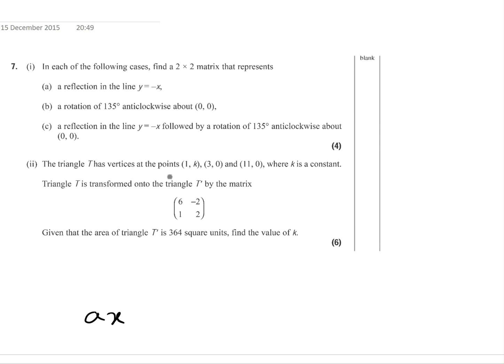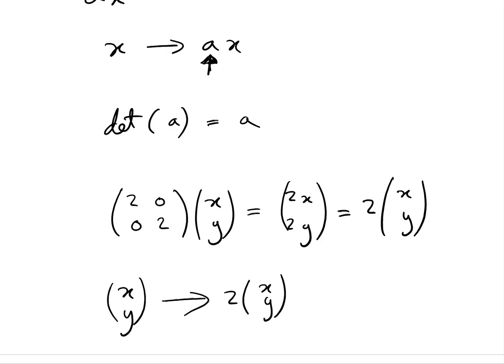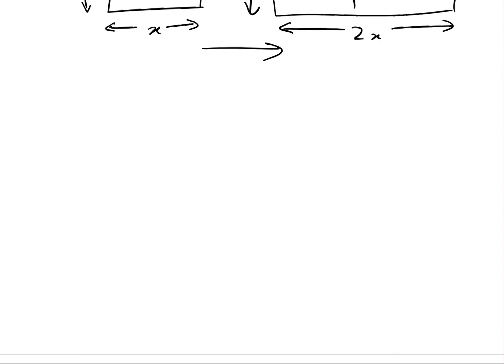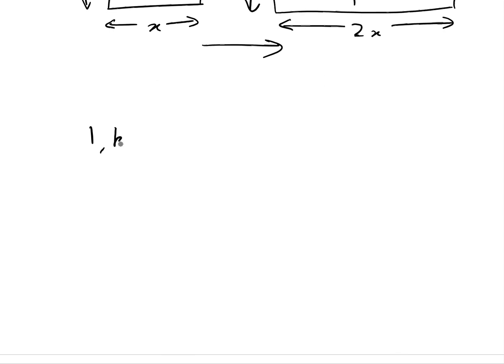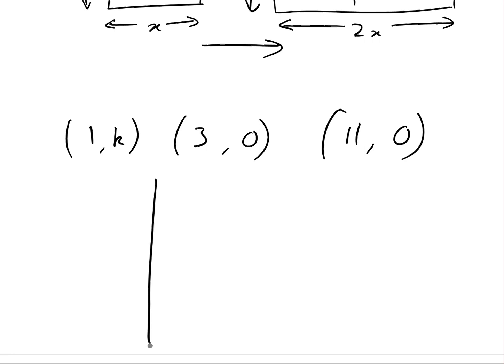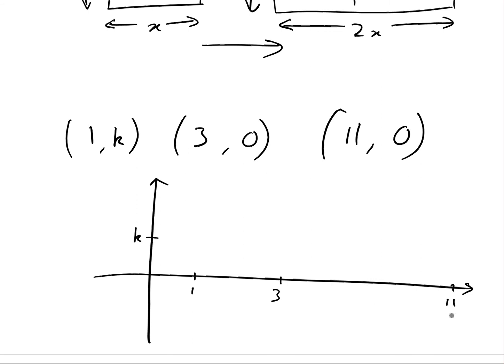The triangle has vertices at these points. I always recommend drawing the shape. Okay. So I'll write the points out again. We've got 1, k. We've got 3, 0. And we've got 11, 0. Okay, so let's draw that. Very crude, rough diagram. So say this is 1, this is k. Let's say this is 3, and then let's say over here is 11 somewhere. Okay, so 3, 0 and 11, 0, so these are our points. And it forms a triangle.